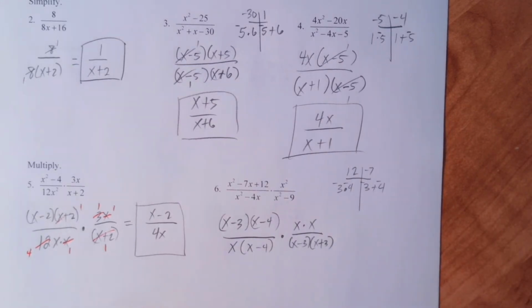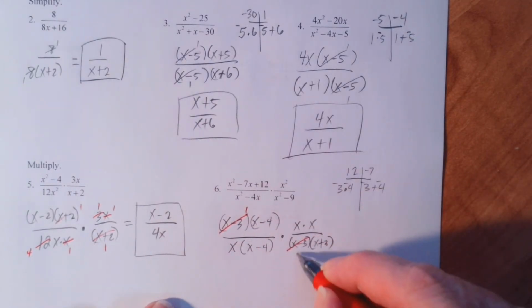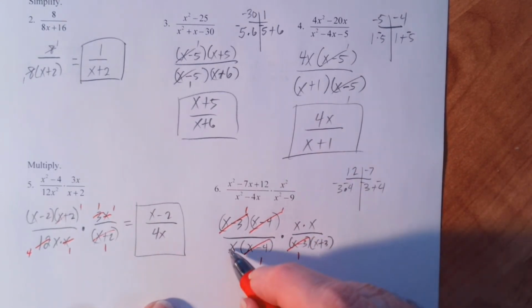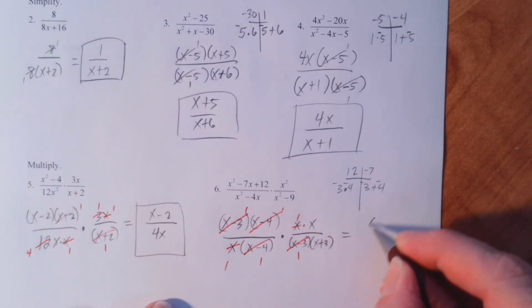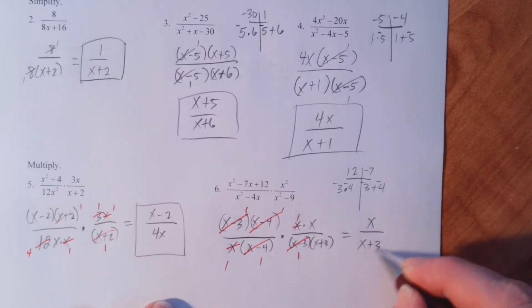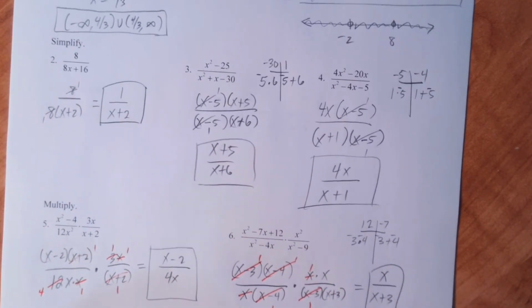So before we multiply across, let's cancel common factors that are in the numerator and denominator. We can cancel these x minus 3's and these x minus 4's. And notice this 1x will cancel one of the x's here. And so as we multiply across, you can see we're left with x in the numerator and x plus 3 in the denominator. All right, let's move on to page 2.